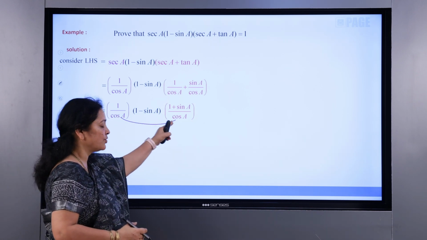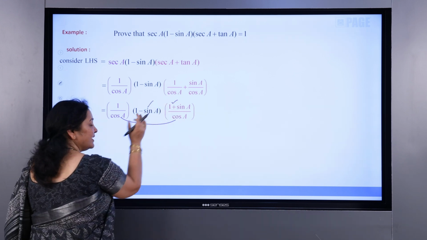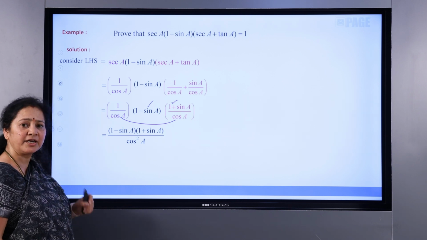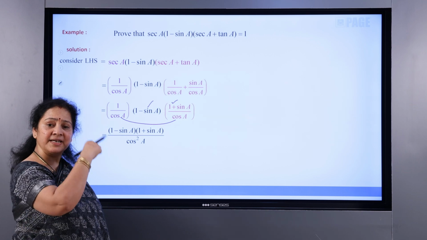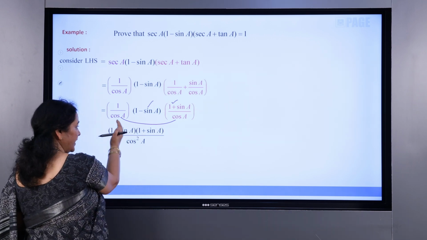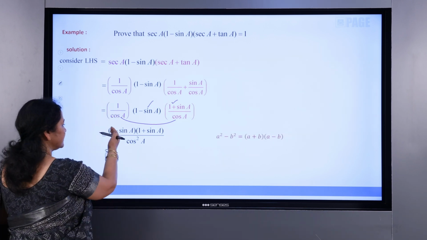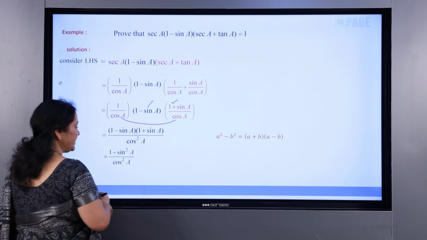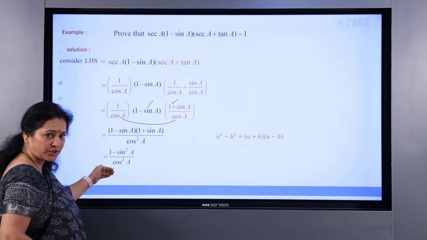So cos A into cos A can be written as cos square A. So these two terms will be left as it is. So 1 minus sin A into 1 plus sin A by cos A. Now if you look at this, we have an algebraic identity, that is (a plus b) into (a minus b), which can be written as a square minus b square. So this is 1 square, which is 1, minus sin A into sin A is going to be sin square A. So 1 minus sin square A by cos square A.